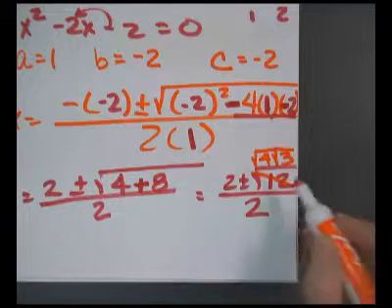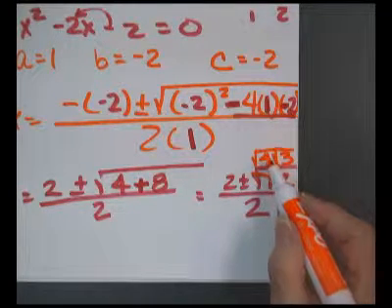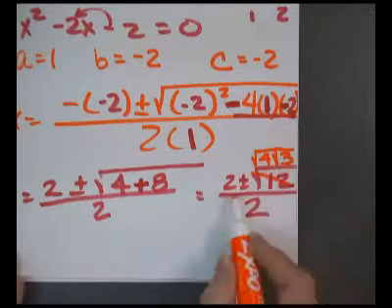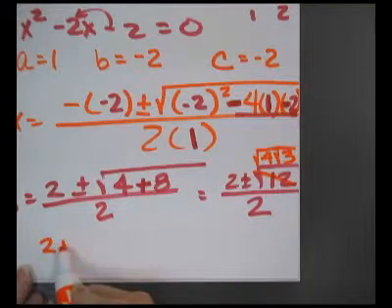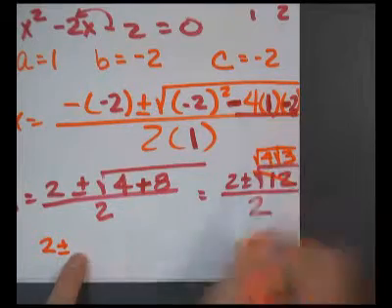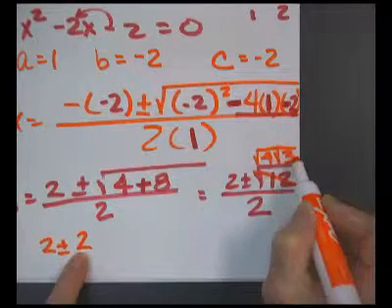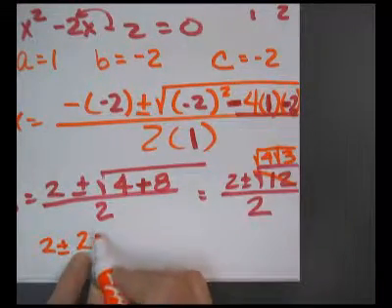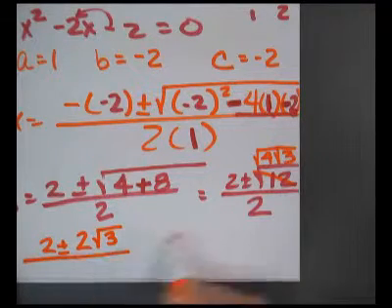The square root of 4 will come out to the front as a 2, right? Yeah. So let's write this 2 plus or minus. The square root of 4 will come out as a 2 here. And we'll leave the square root of 3 there. All over 2.